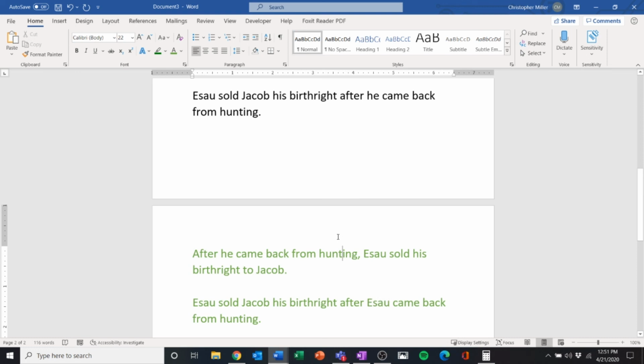So a good way of getting around that is to restructure the sentence entirely and say something like this. After he came back from hunting, Esau sold his birthright to Jacob. Now, I suppose you could argue in this case that this is still ambiguous because, so who came back from hunting? So maybe what you need to do is say, after Esau came back from hunting, he sold his birthright to Jacob. Now, I think that's the best one. Okay, now that clears everything up there. So I feel like this one is the best option.